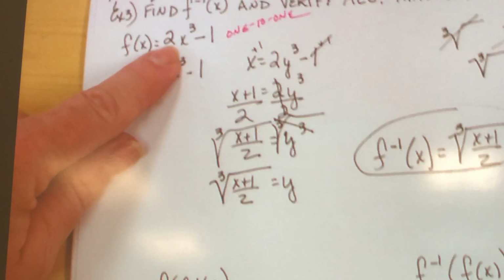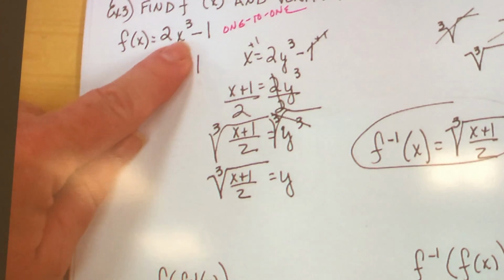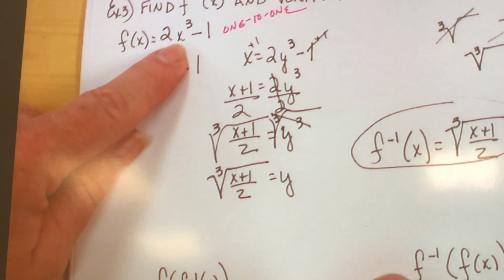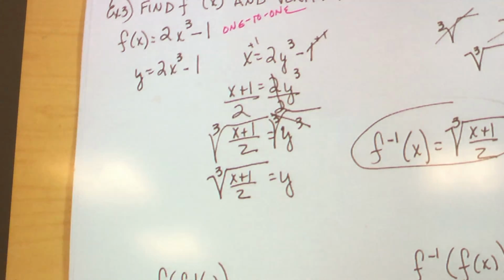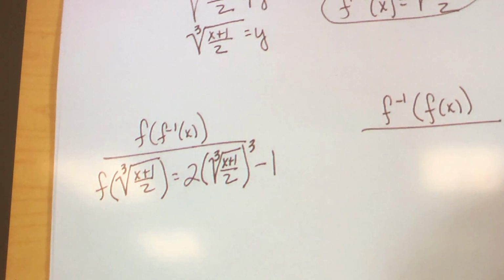So I got 2, so I write 2 down. Uh-oh, there's an x, so I gotta put this guy: the cube root of (x plus 1) over 2, and then I have to cube it. And then he goes minus 1. Anybody got a question? Everybody okay? All right, so what's the first thing that happens?